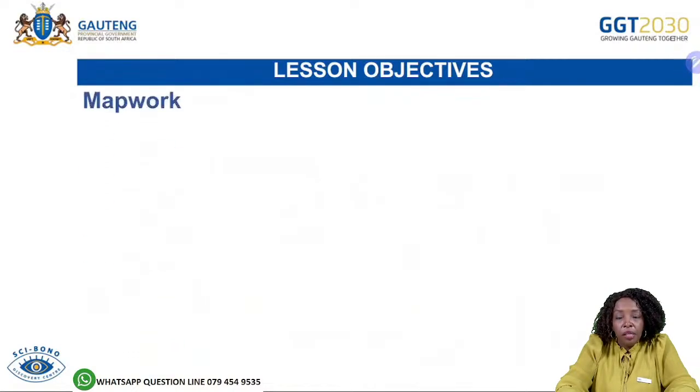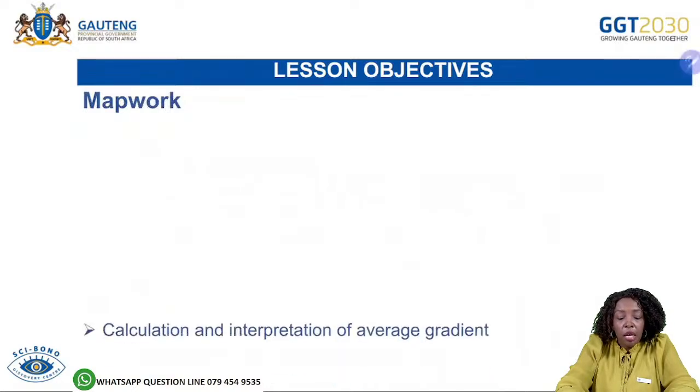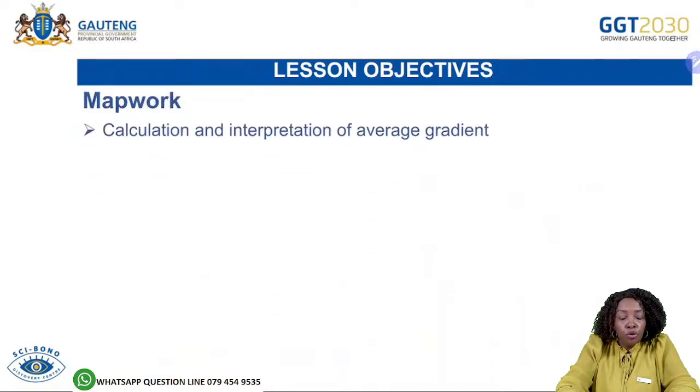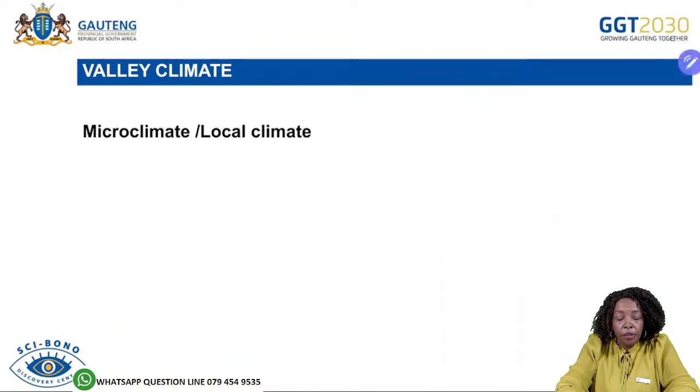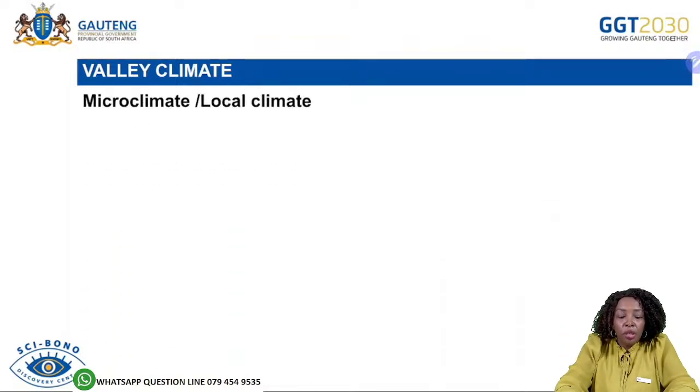And then I have indicated that our lesson has a bit of network, which I suppose that you were taught this week as the ATP. For this week, we're going to look at the calculation and interpretation of the average radius. So let's look into the valley climate as I have indicated.